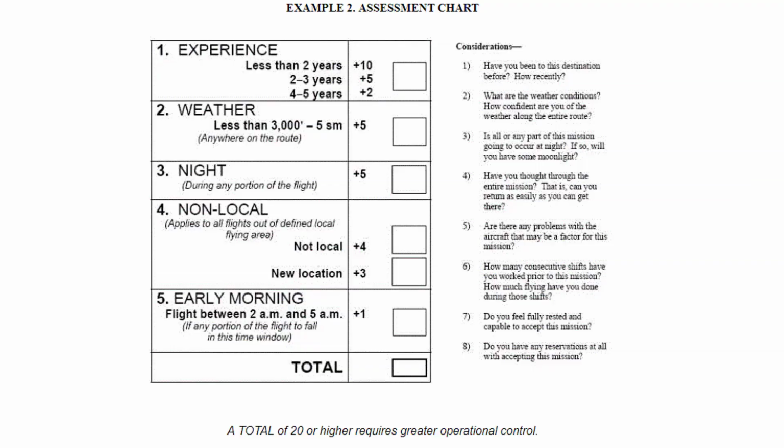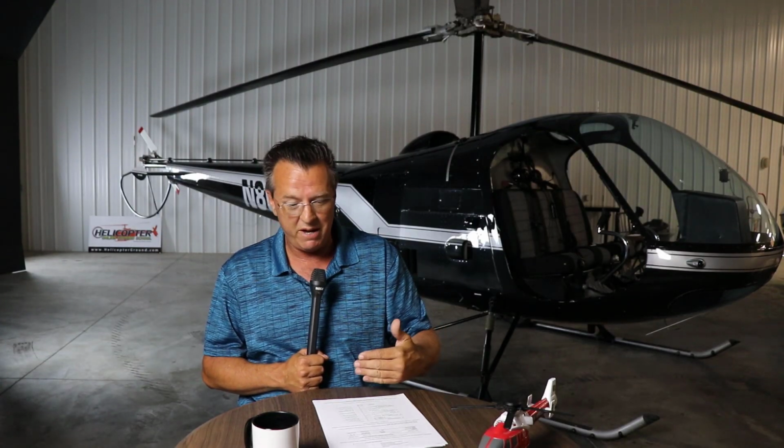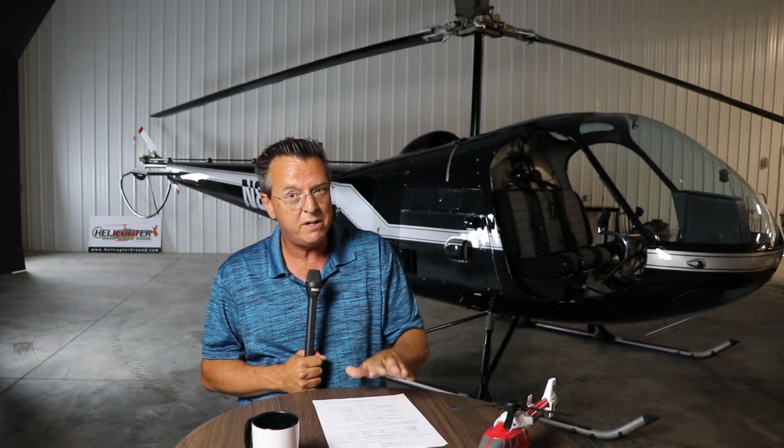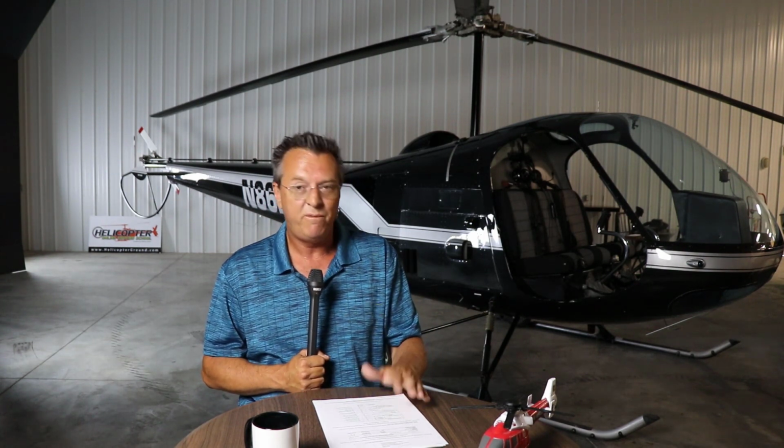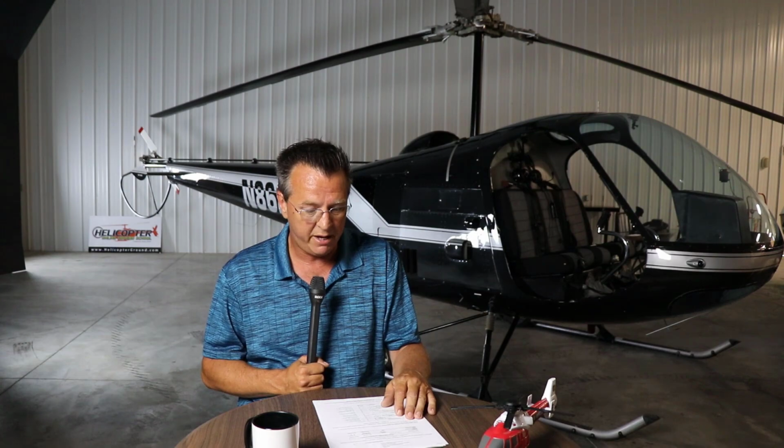And this stuff is really pretty important. They assign a number to each of these things. So experience less than 2 years is plus 10. Experience 2 to 3 years is plus 5. 4 to 5 years, plus 2. This was written by the Department of Transportation for the FAA, and here's what they're saying. You could take this and pretty much use it across the board, right? I think it's very feasible that we could be using something like this in our daily flying.